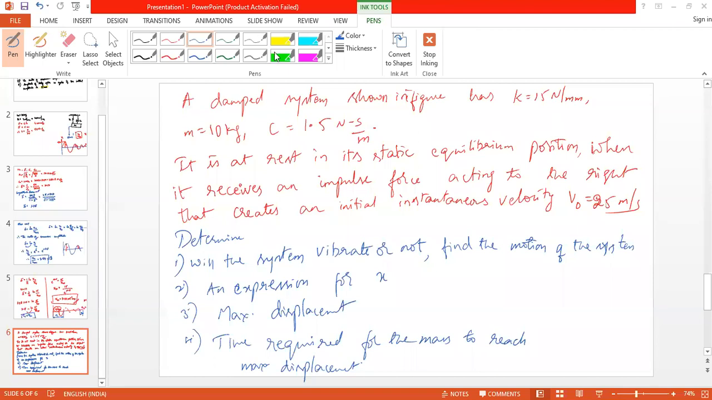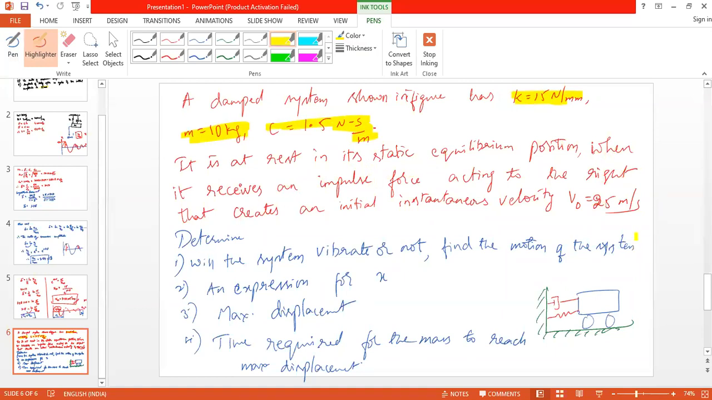So a damper system is shown in the figure. Here, this is a mass which is connected with a damper and a spring, which has K equal to 15 Newton per mm, a mass of 10 kg, and C equal to 1.5 Newton second per meter, and it is at a rest position.